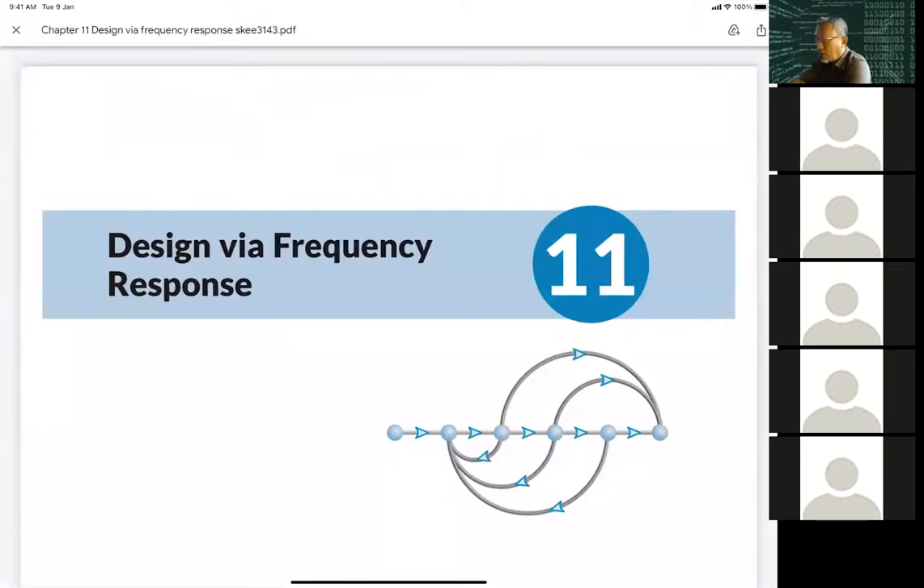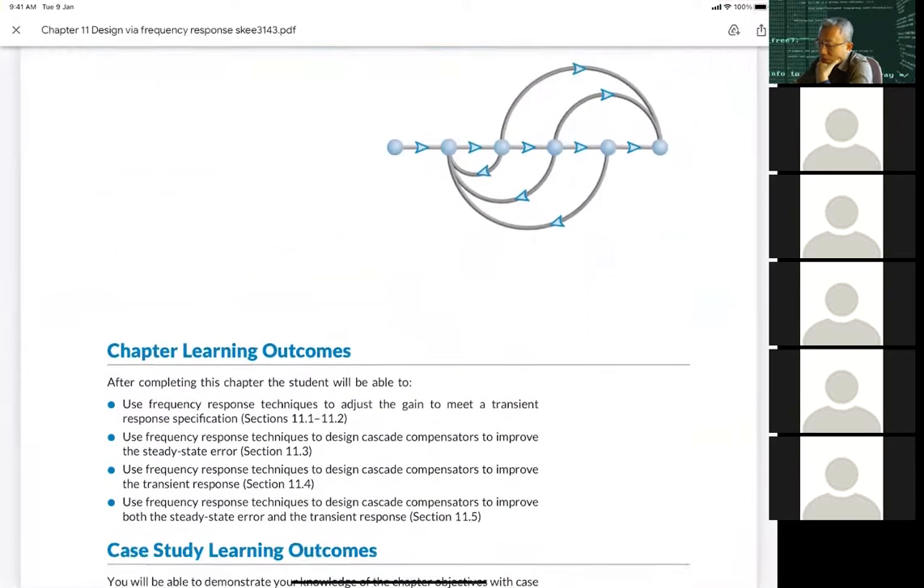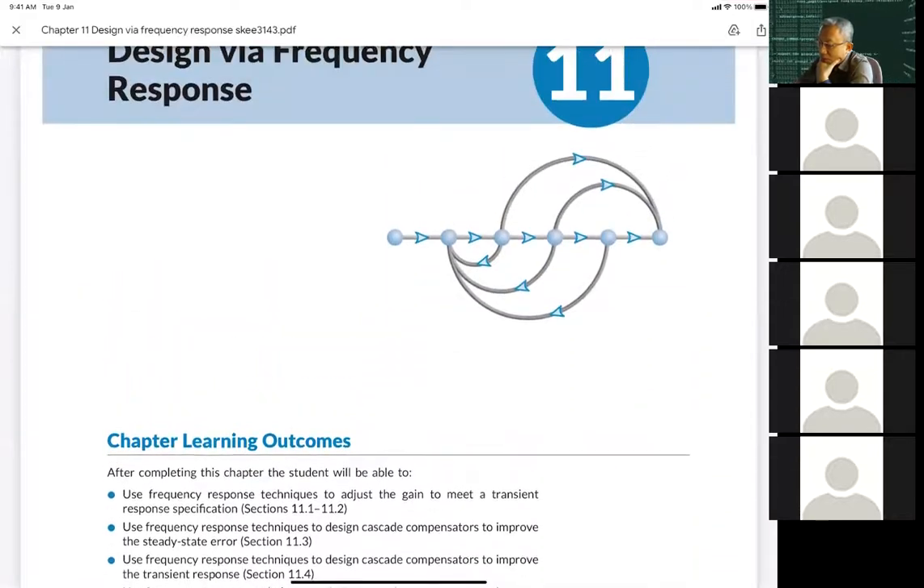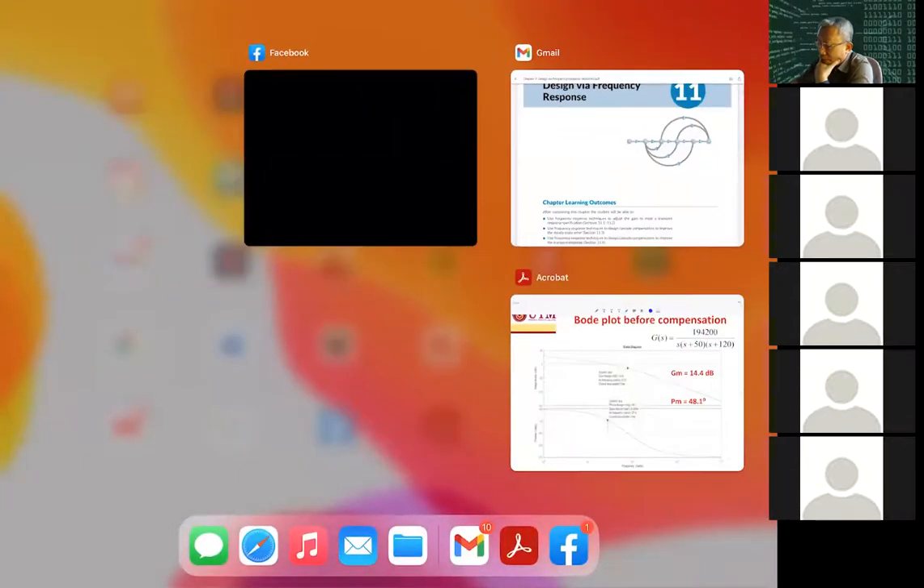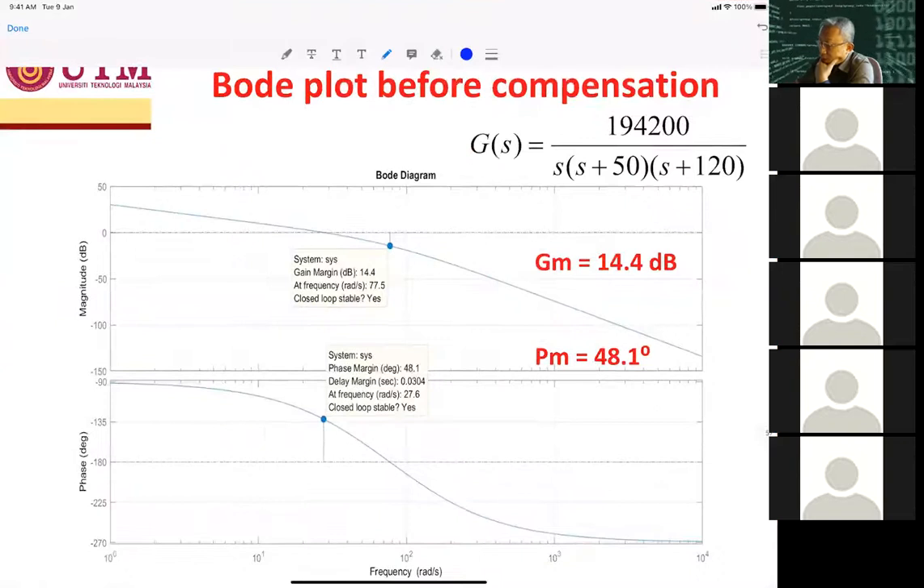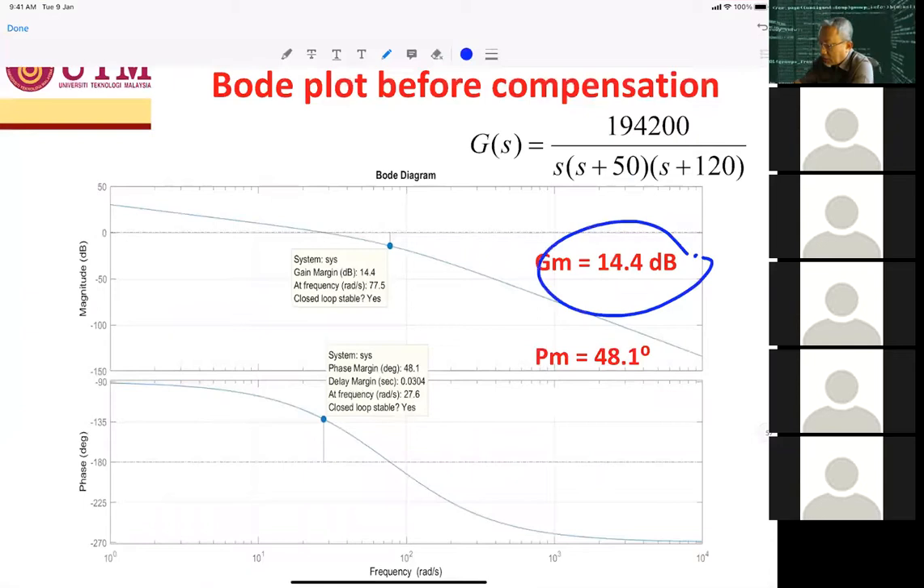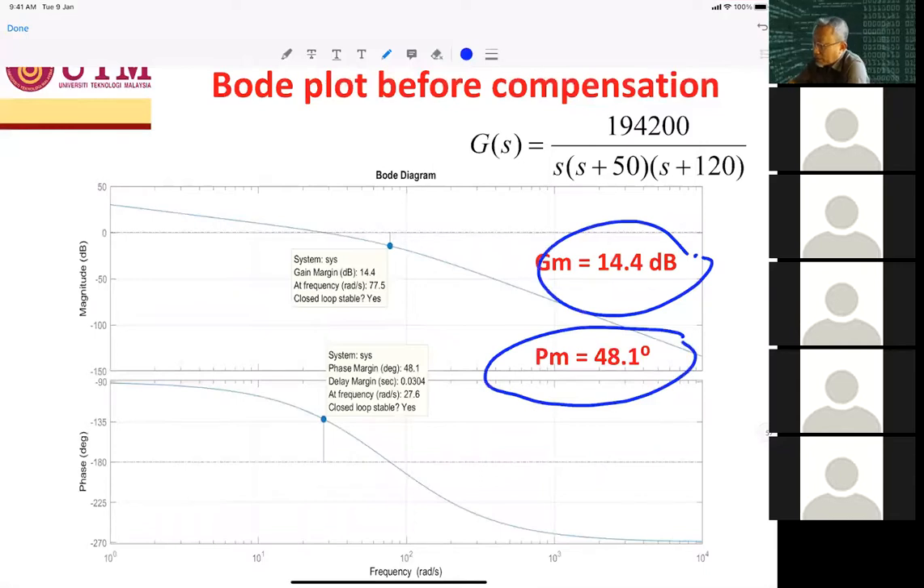If you have difficulties understanding my slide, you can read chapter 11 of the Norman Nise book. I take the examples from this chapter. So the initial gain margin is 14.4 decibels, and the phase margin is 48.1 degrees.